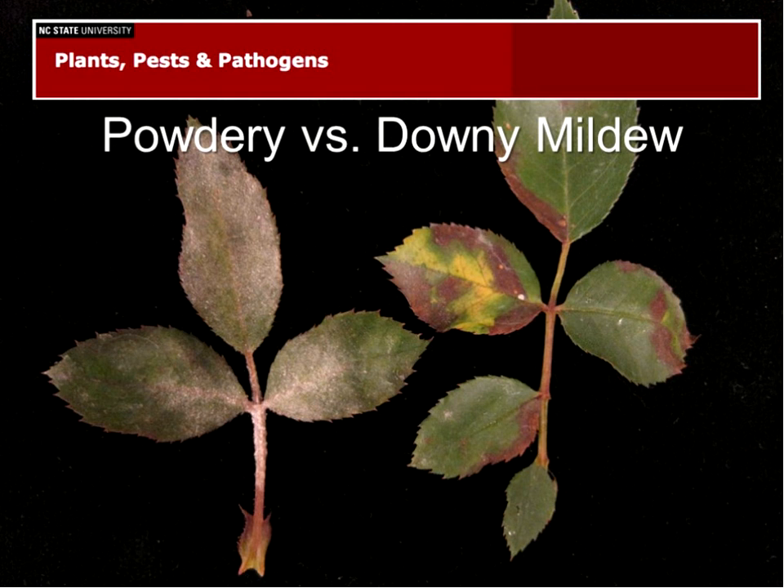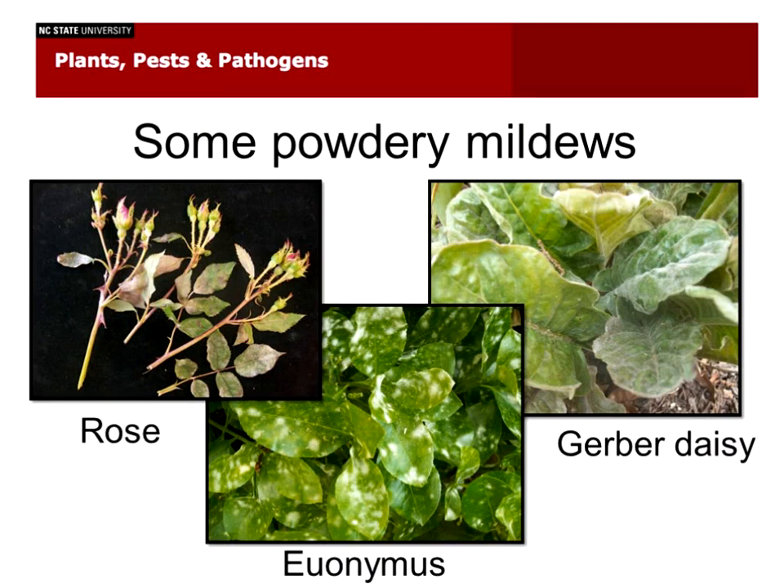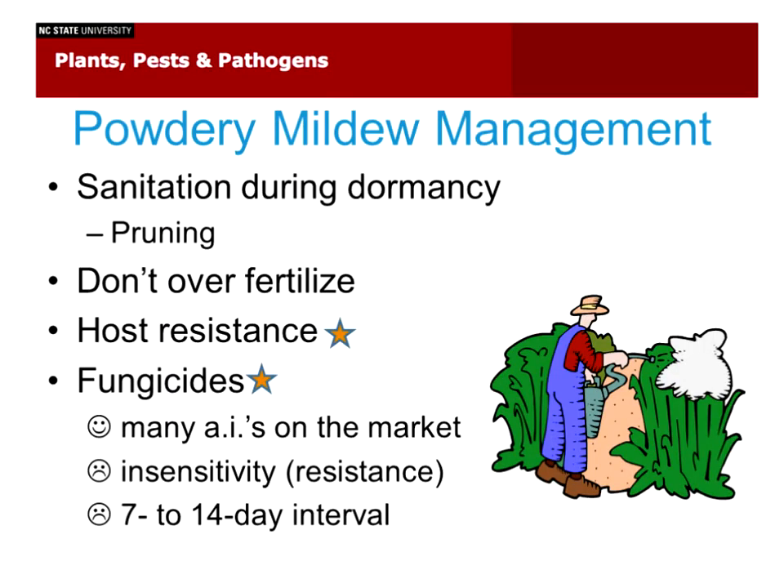Just to remind folks that powdery mildew and downy mildew are very different. Here on rose you can see the great difference in the symptoms, and then these would be the signs of the pathogen, the actual sporulation of the fungus on the rose leaves. Rose, of course, euonymus, Gerbera daisy, spirea, dogwood. Later on in the season on squash and pumpkin in the vegetable garden we will see powdery mildew.